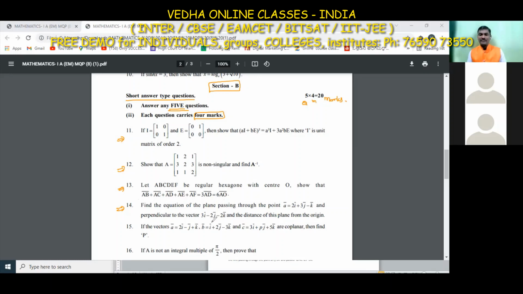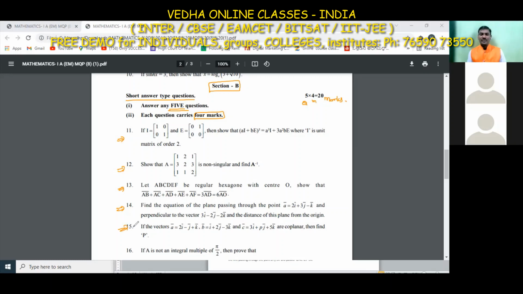After that, find the equation of the plane passing through the point and perpendicular to the vectors, and the distance from the plane. So the distance of this plane from the origin. This question is given from the product of vectors. Question number 14 is from the product of vectors.